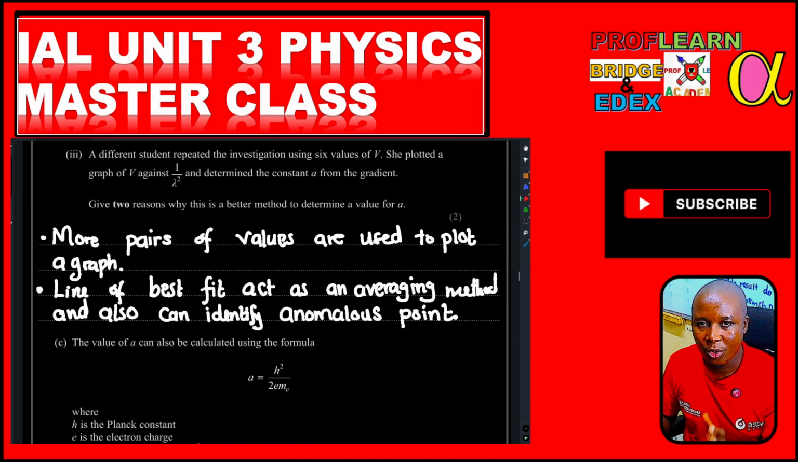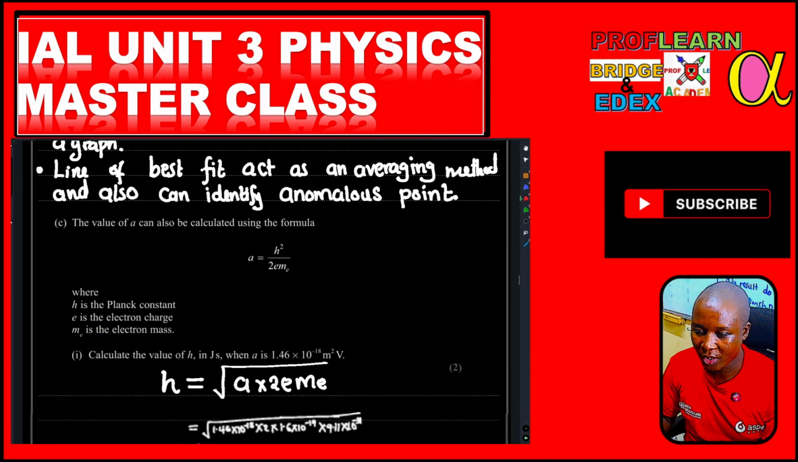So if you are plotting a graph, remember you are going to use more data values, and if you are using more data values, chances are that you are going to be more accurate. And also when you draw the line of best fit, it's like you are performing another average, and from the line of best fit you can identify anomalous points, and then you exclude them, and that is going to enhance the accuracy of your experiment.